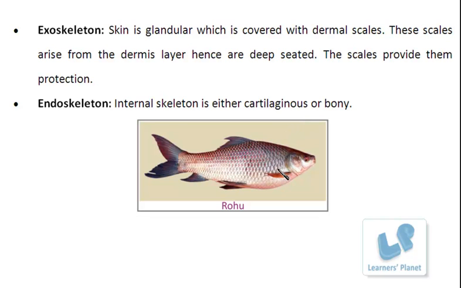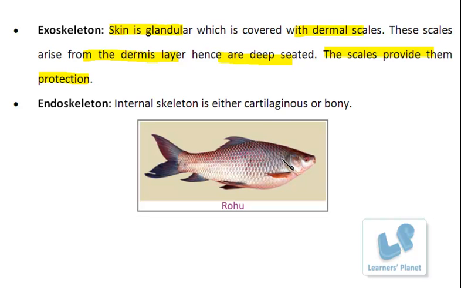You can see here in this picture these structures over the body of this fish, which are known as the dermal scales. In these organisms, the fish, the skin is glandular, and this glandular slimy skin is covered with the dermal scales. These scales present over the body arise from the dermis layer only, and hence they are deep seated. It is not just superficially present over there, rather it is deep seated into the dermal layer, right? And of course these are meant for protection. They provide protection to these living organisms, right?